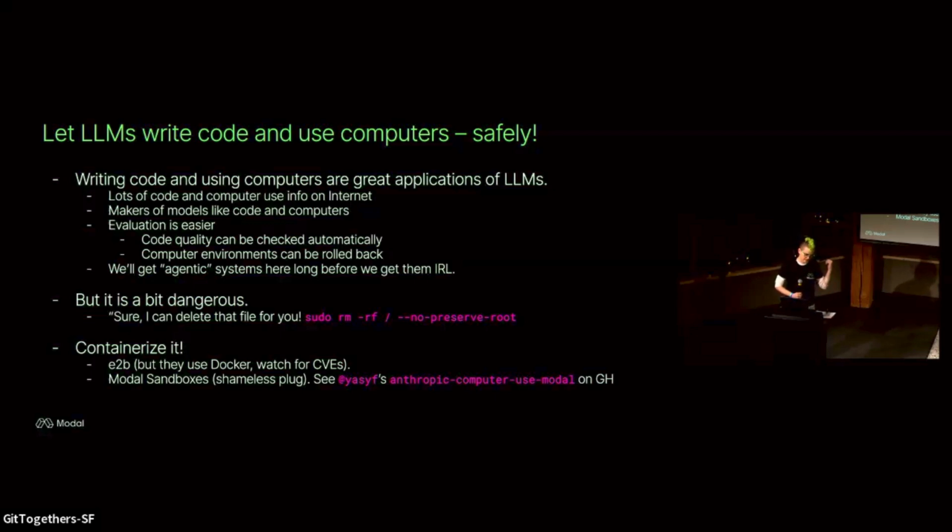There's a bunch of reasons for this. There's lots of code and computer use info on the internet. The internet's full of people who like computers. Crazy. The people who make models like code and they like computers, so that's what they tend to test their models on. That's what they tend to think is important. The models resemble the people who create them.